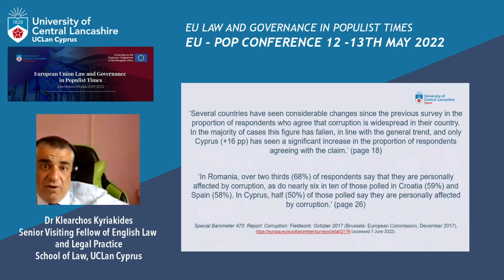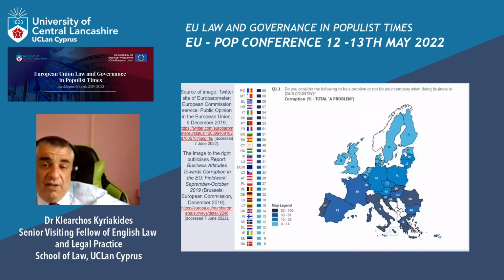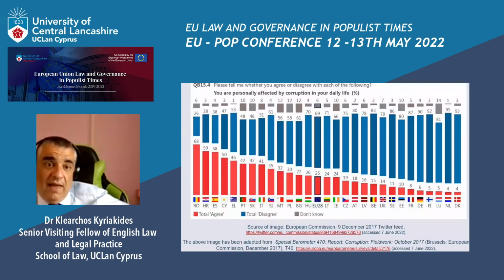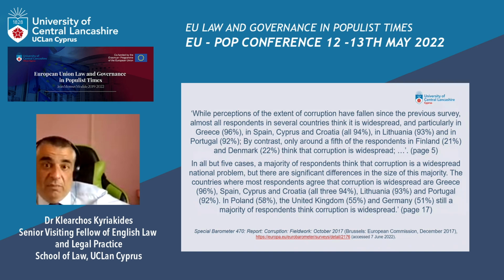And it's hardly a surprise, I'll just finish on this point, it's hardly a surprise that if one looks at opinion polls in the EU, the Republic of Cyprus and Greece and other Eastern Mediterranean actors tend to be towards the upper end of the spectrum in terms of public perceptions of corruption. So if, for example, one reads the report on corruption published by the European Commission in December 2017, this is before Brexit, of course, I'm going to finish with this slide.